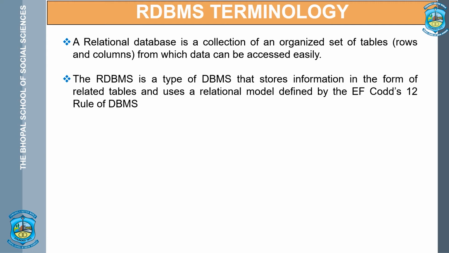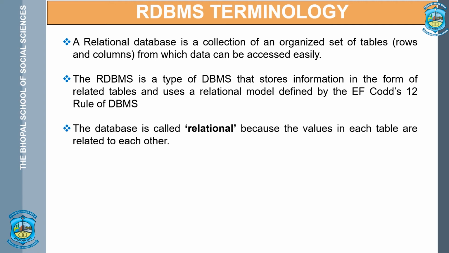The RDBMS is a type of DBMS that stores information in the form of related tables and uses a relational model defined by Codd's 12 rules. There are 12 rules defined by E.F. Codd, which are known as the 12 rules of DBMS, and a relational DBMS follows these 12 rules. It is not necessary that all the rules are followed. We only strive to have the maximum number of rules followed by a database.